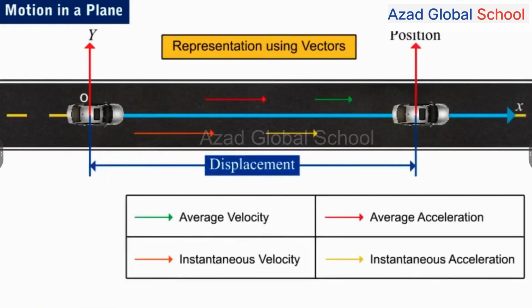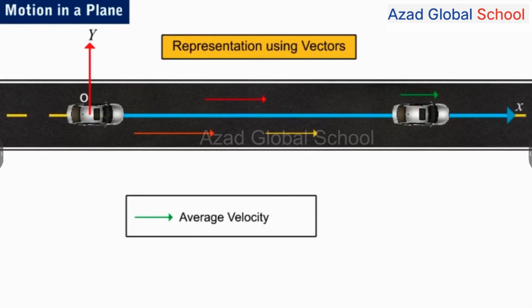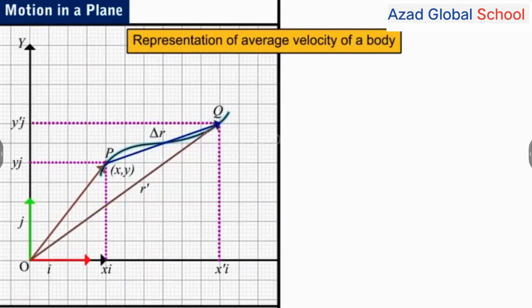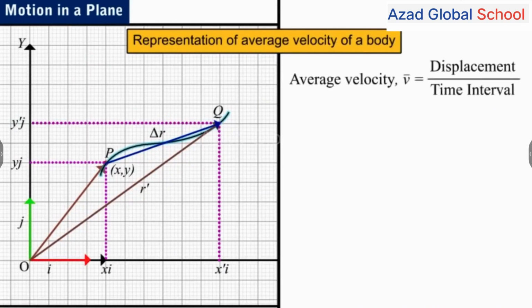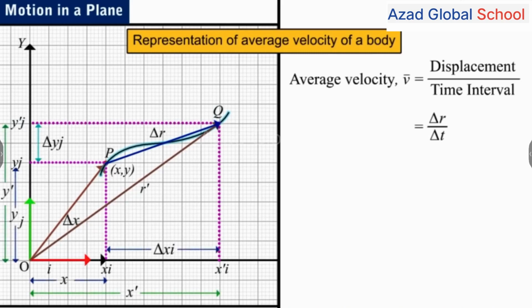Now, let us see how we can represent average velocity of a body using vectors. Consider the same body to move along a curve in the xy plane. In this case, the average velocity of the body is the ratio of displacement and the corresponding time interval. Here, displacement is delta r and the time interval is delta t, as shown in the figure.